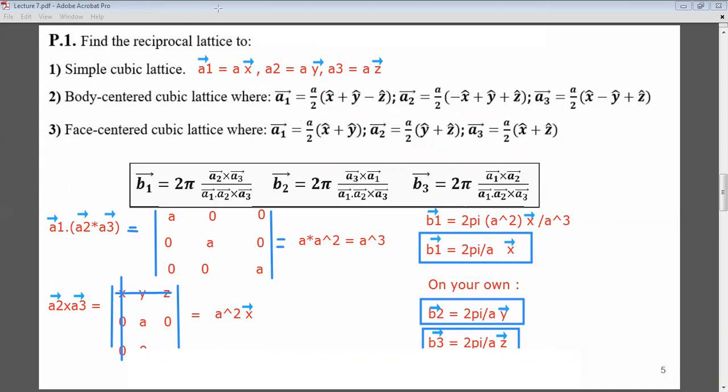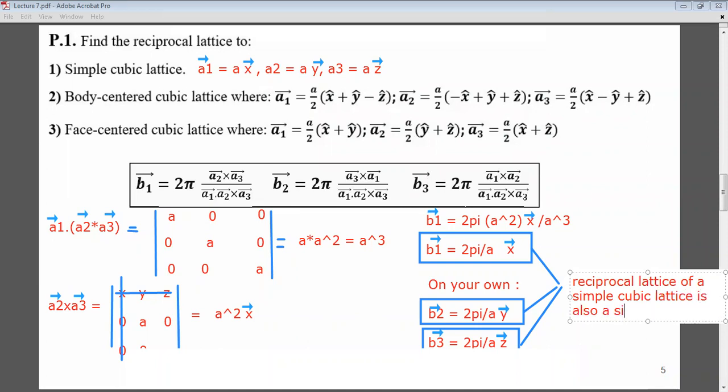If this tells me anything, it tells me that the reciprocal lattice of a simple cubic lattice is also a simple cubic lattice, of edge length, or of side length, equal to 2 pi over A, okay? So this is a very good observation.